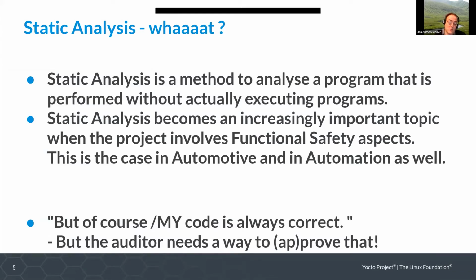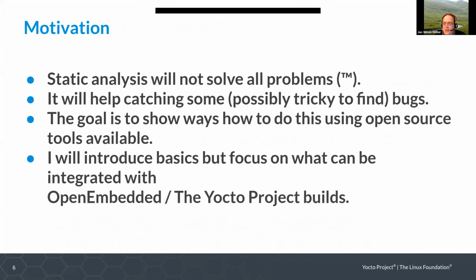Now you might say, you know what, my code is always correct. That might be, but in those areas, the product needs to be audited and the auditor needs a way to approve that, right? So this is basically one checkbox in the big list to get your product certified. It is one part. It is not the only solution. It will not solve all problems, right? But it will help to catch some possibly tricky to find bugs.